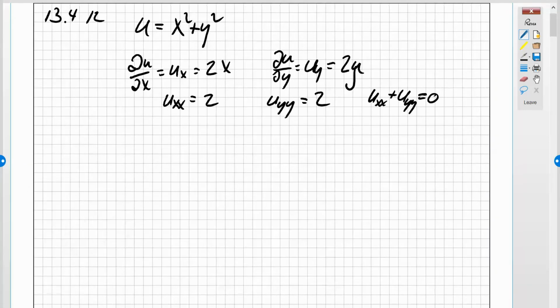And so the next one we will look at is problem number 16, that says u is equal to the sine of x times the hyperbolic cosine of x. So first question, is it harmonic? And we need a partial of u with respect to x.